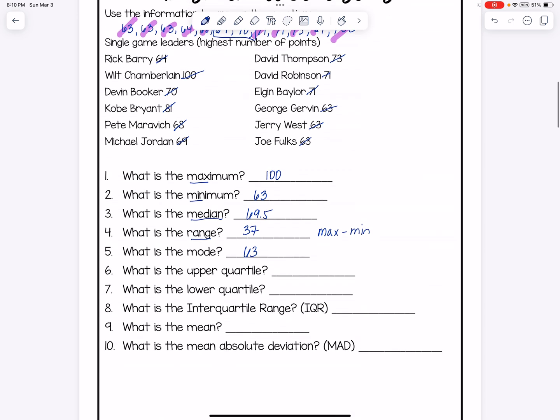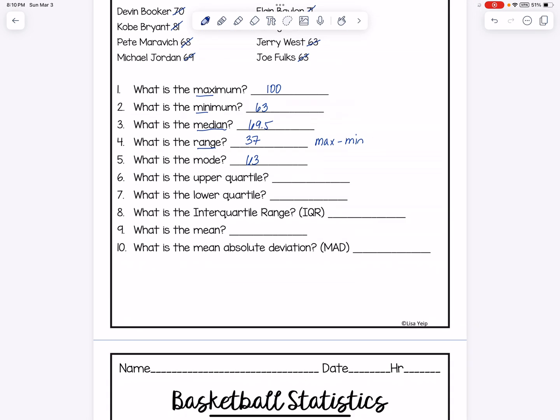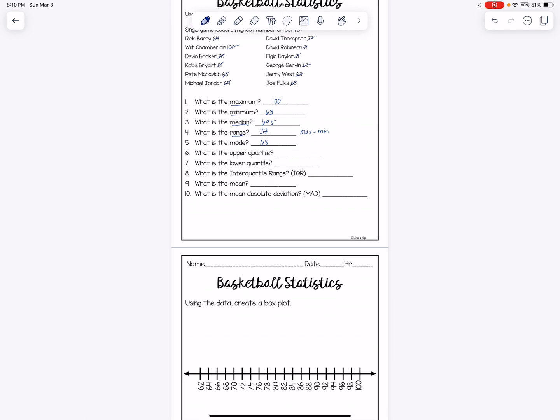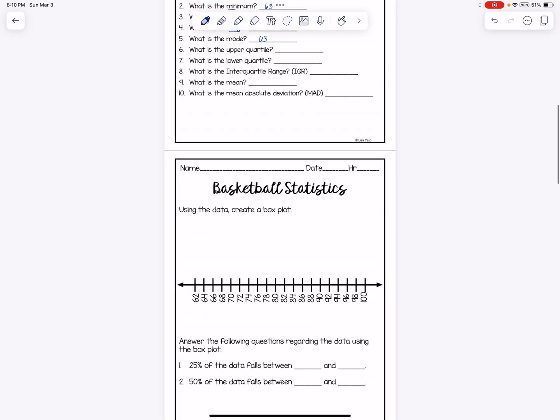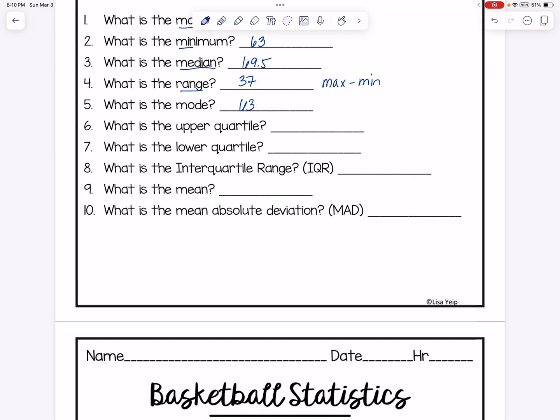All right, now we have upper quartile, lower quartile, interquartile range, all that stuff. So this gets us into the box plots and things like that. They're telling us to use the data to make a box plot anyway. So let's go ahead and start creating that together. So I'm going to remind you some of this. It's something you've done in 6th grade, but maybe you don't remember it, haven't mastered it yet.